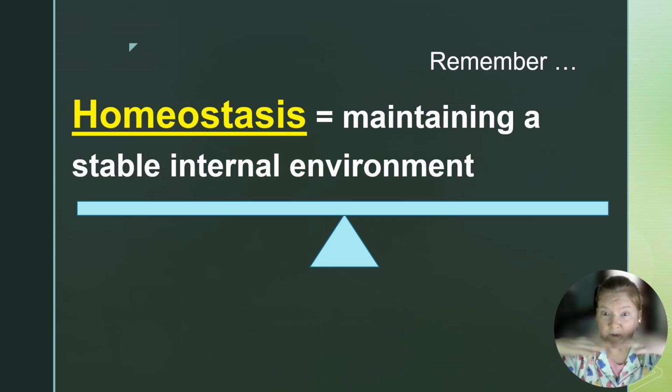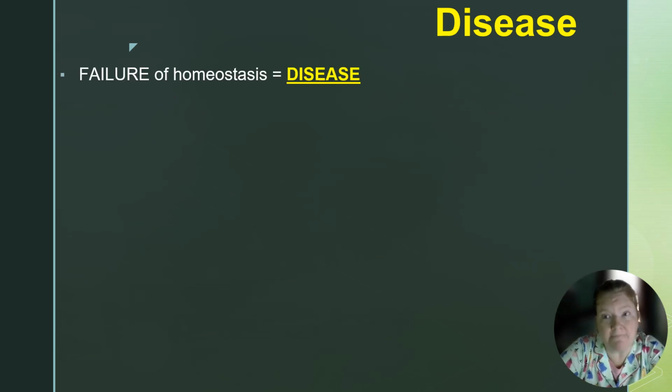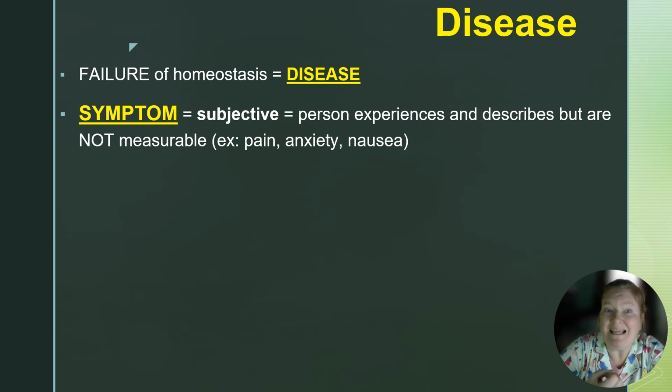So, as a reminder, homeostasis is maintaining that stable internal environment, even when the outside environment or the inside environment changes. So what does it mean when there's disease? Well, that means there's a failure of homeostasis. Symptoms are subjective. So a person experiences the thing and describes them, but it's not measurable. So pain, anxiety, nausea, dizziness doesn't mean it's not real. It just means it can't be measured.